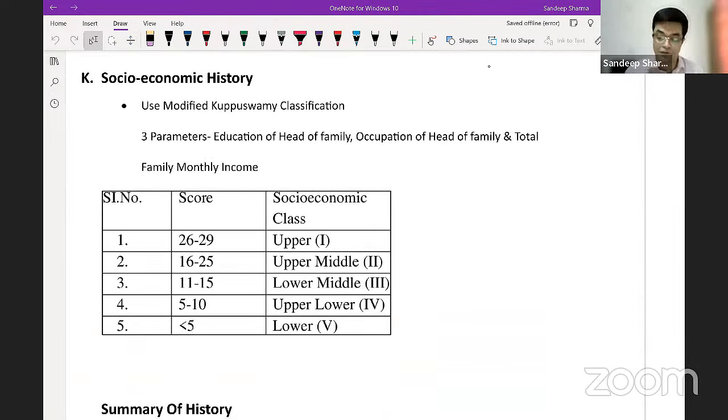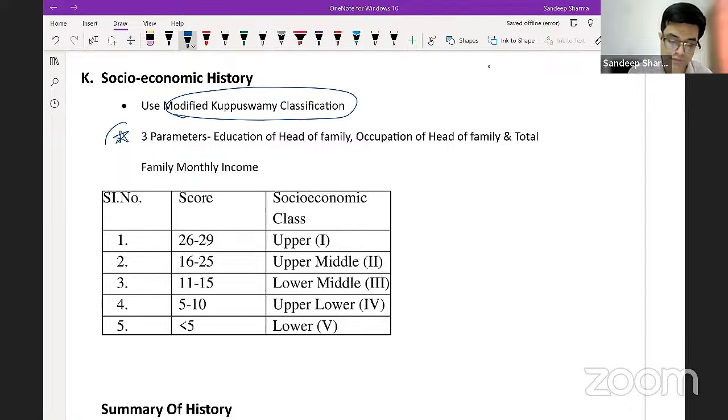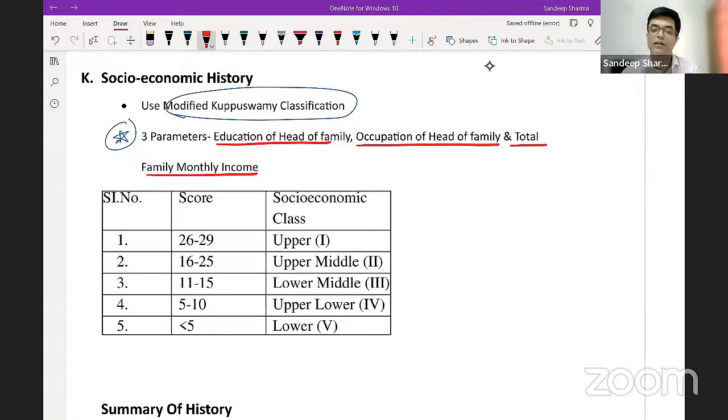We will utilize the modified Kuppuswamy classification. 3 parameters are used. The 3 parameters very frequently asked in Viva exams. You will ask about education of head of family, you will ask about occupation of head of family, and the total family monthly income as well.